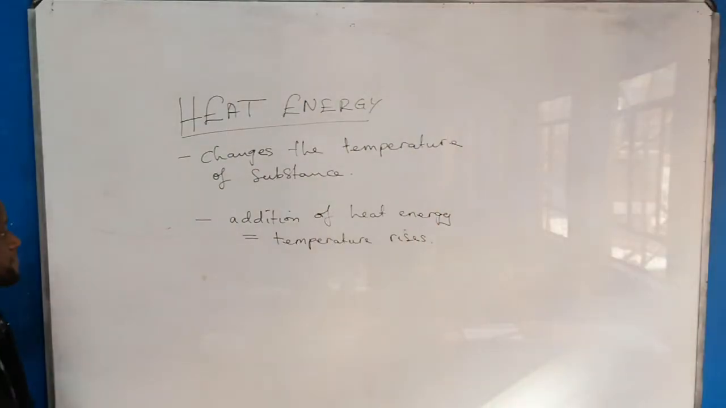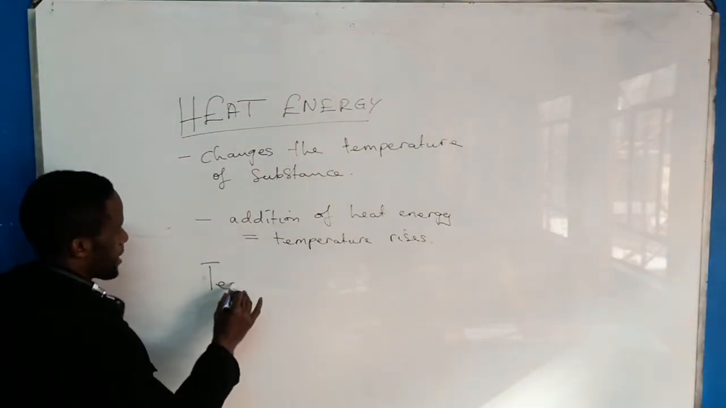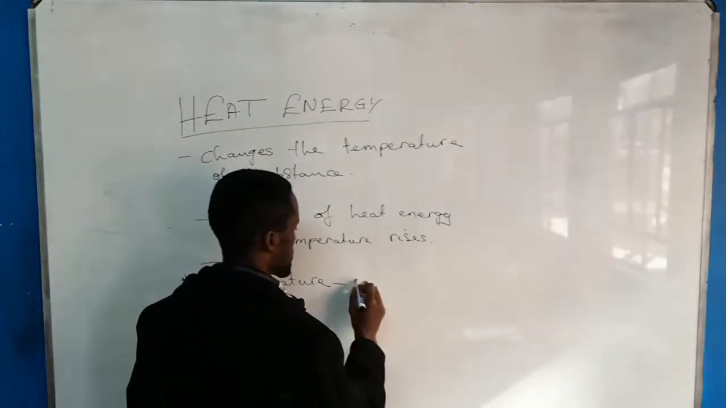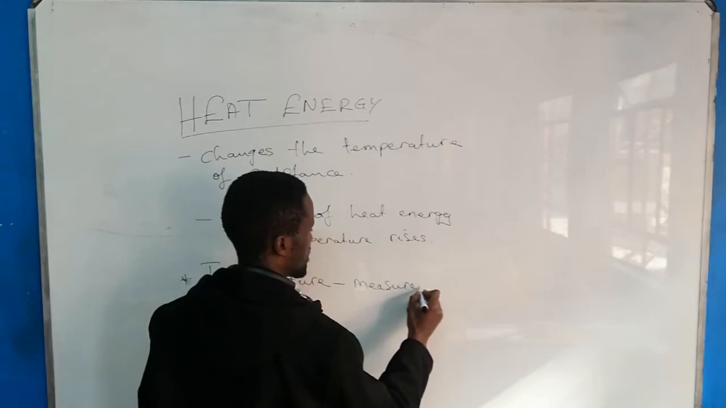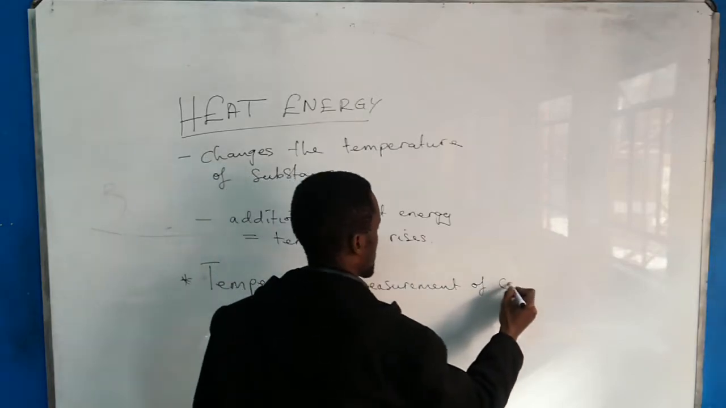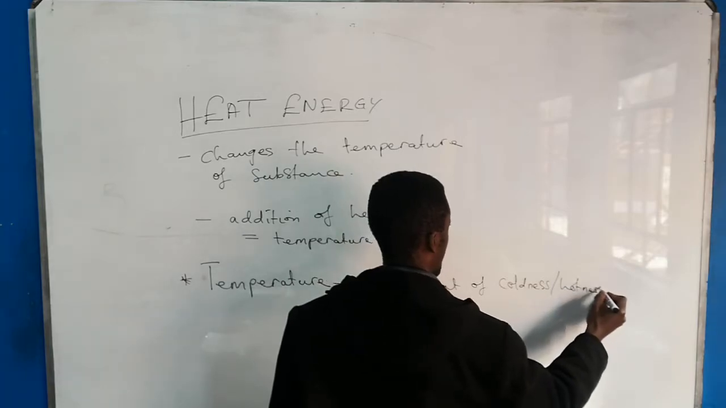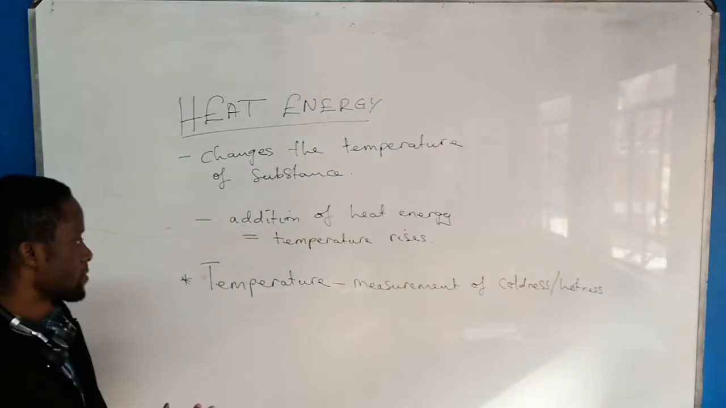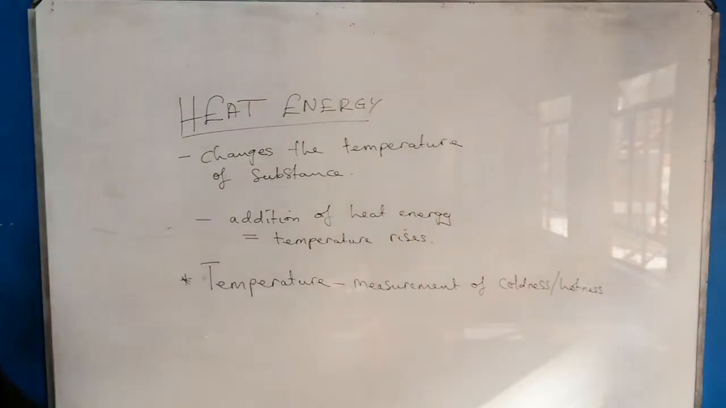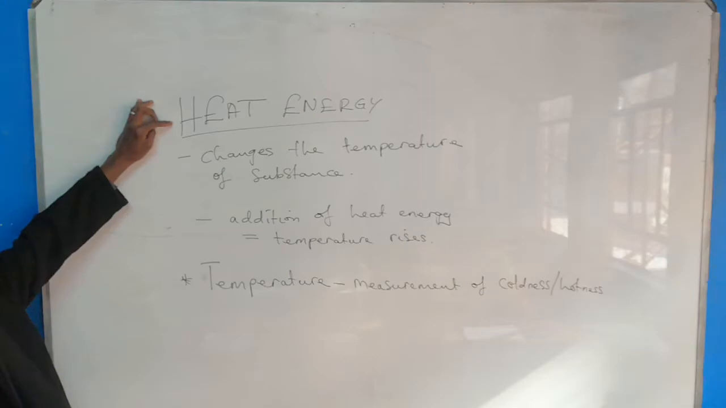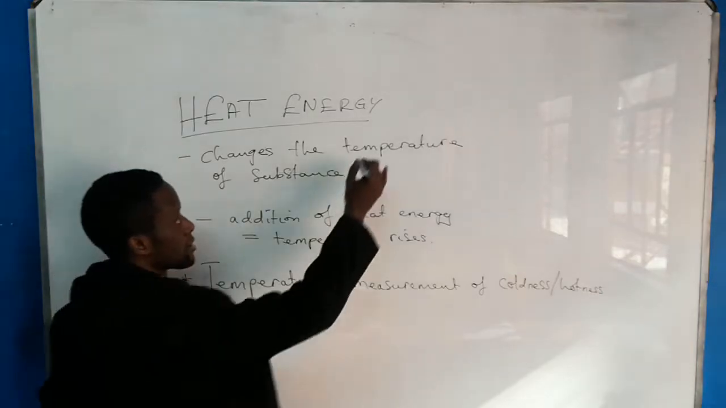What is temperature? It's what? Coldness or hotness. Okay, measurement of coldness or hotness. How hot something is or how cold it is measured by temperature. Heat is energy. The unit for heat energy is the same as the unit for any energy, which is what? Joules.